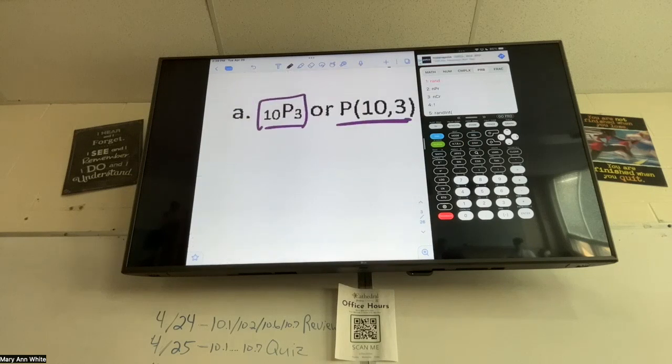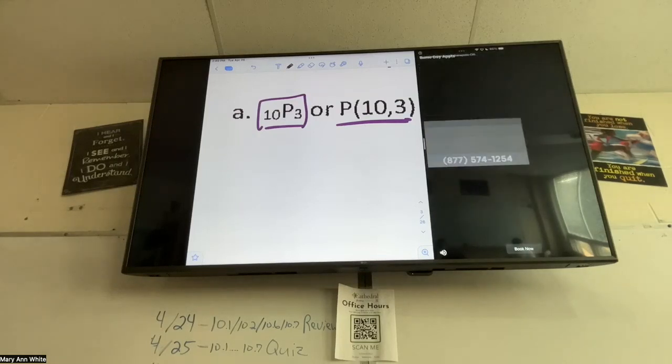Somebody in my alpha this morning was like, well, how do you know which one's which? And I kind of busted him a little bit because I was like, it tells you whatever the problem says. If it says P, then you're going to use P. And I don't mean that meanly. I just mean, look at what the problem says. If it uses a P, use a P. If it uses a C, use that one.